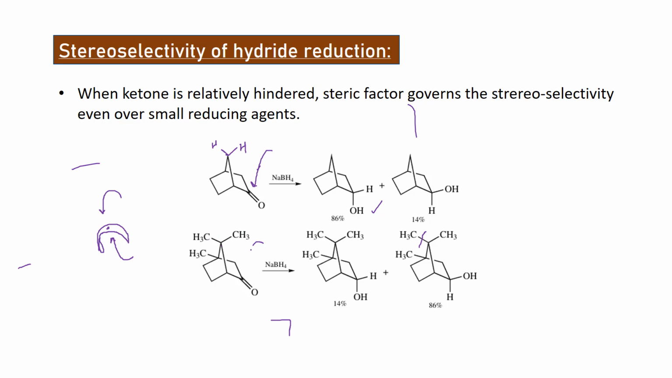In that case, if the hydride tries to approach from this side, there will be huge steric hindrance between this group and this CH3 group. Because of that, this attack becomes less favorable, and just to avoid this steric hindrance, the reagent will approach from the concave side. The reagent will approach from this side. This becomes more favorable, not this one. That's why we are getting this equatorial alcohol.